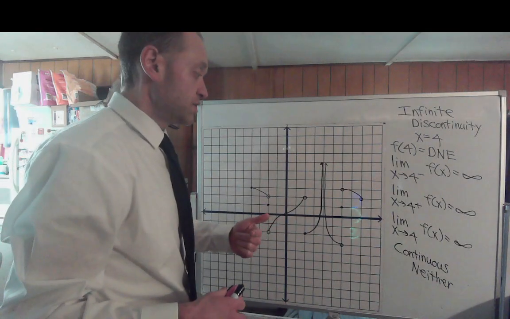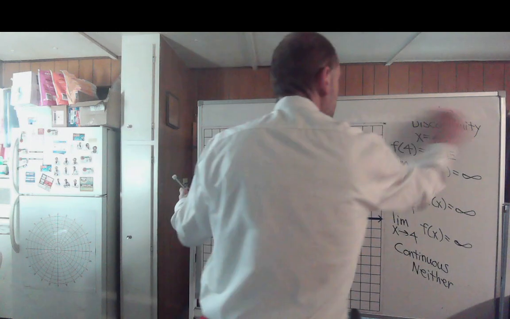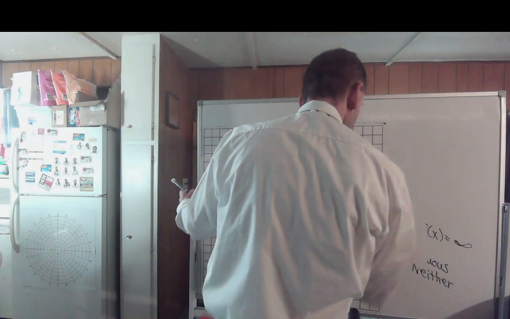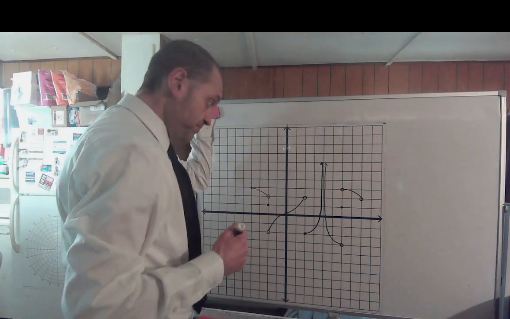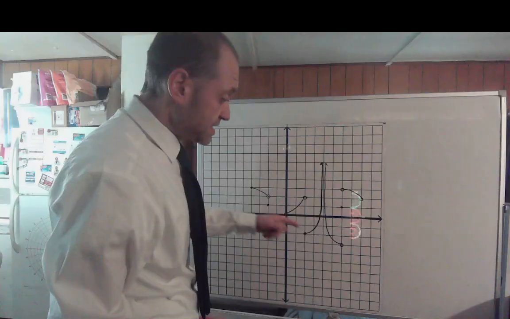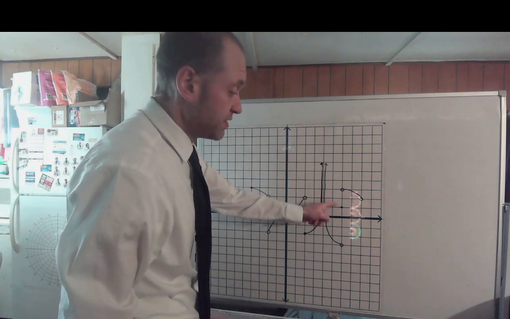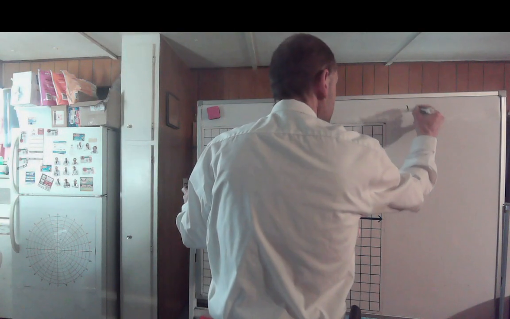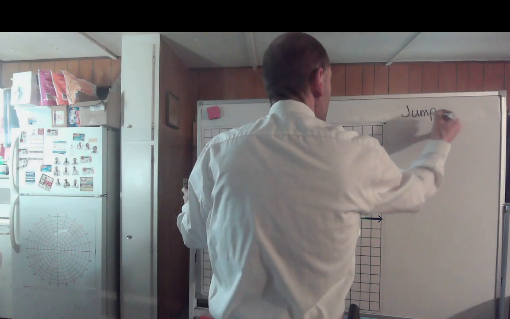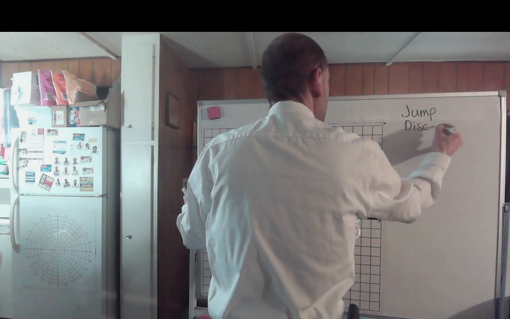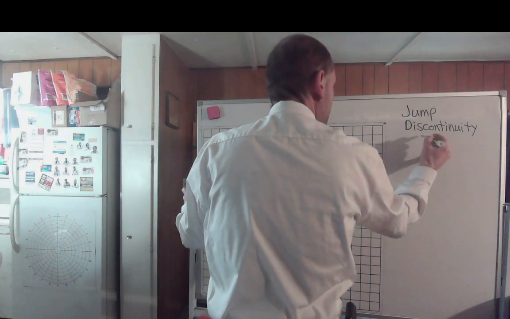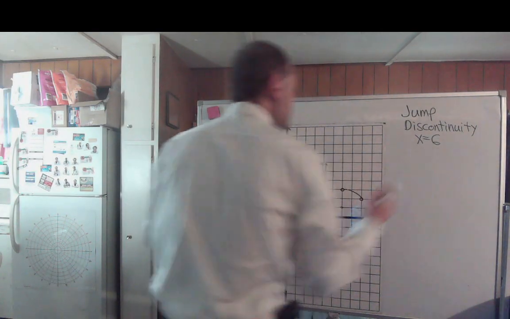Now we still need to deal with a couple more discontinuities. Okay. If we look at x equals 6, it looks like we have another discontinuity. It looks like a jump discontinuity at x equals 6. So we've got a jump discontinuity located at x equals 6.